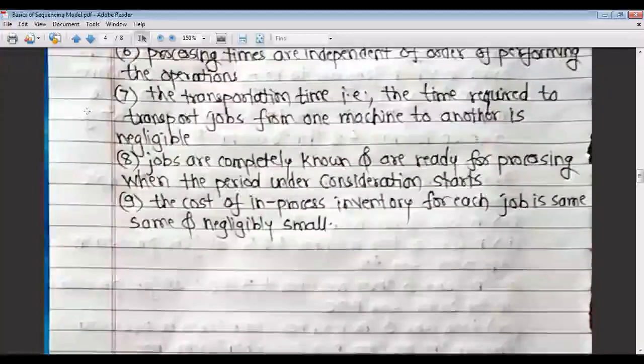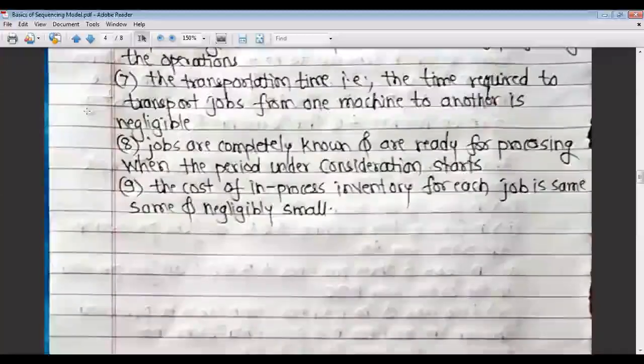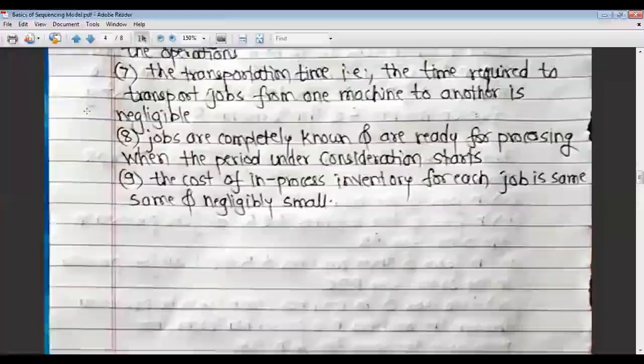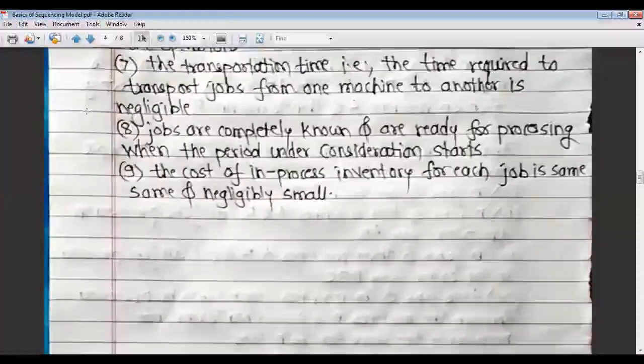The transportation time, that is the time required for transporting the jobs from one machine to another, is negligible. So we cannot say that one machine is kept in Pune and another in Mumbai, so that we'd have considerable time of like 4-5 hours for the transportation itself, right? The assumption here is that all the machines are in a single workshop, and then we start with the sequencing process.